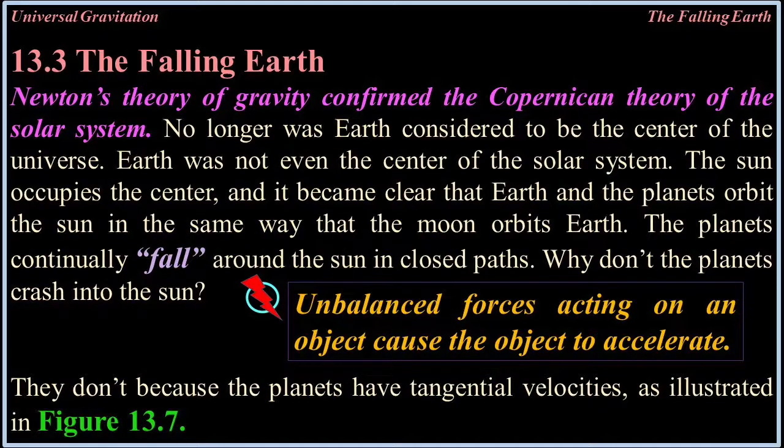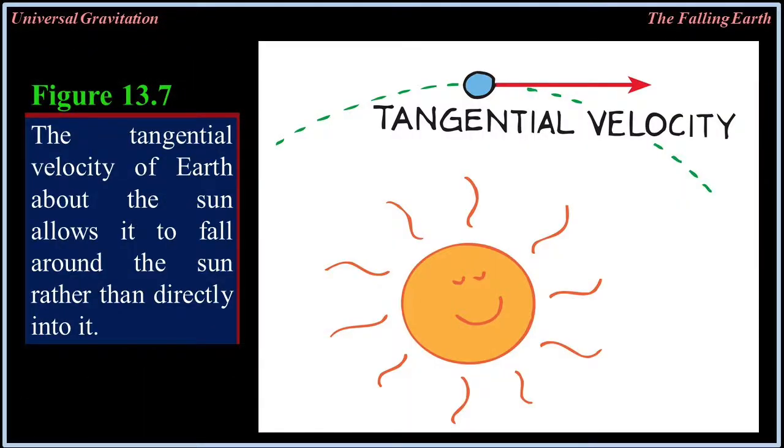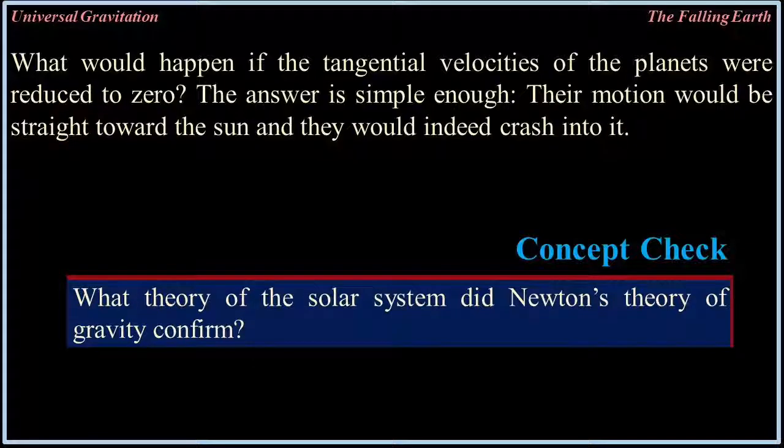Why don't the planets crash into the sun? They don't, because the planets have tangential velocities, as illustrated in figure 13.7. The tangential velocity of Earth about the sun allows it to fall around the sun rather than into it. Consider the concept of tangential velocity very carefully in our studies.